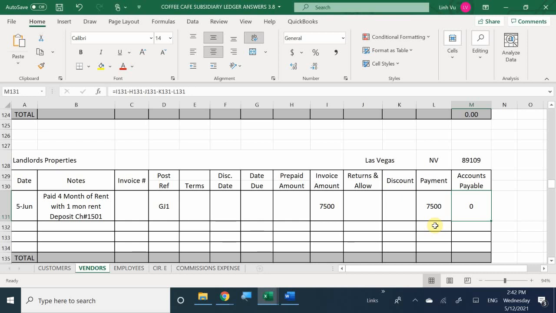So that is that transaction. This is only when you're dealing with a vendor, customer, and or an employee. So in this case, we visited our very first vendor, which is our Landlord Properties. Okay. So any questions once again?